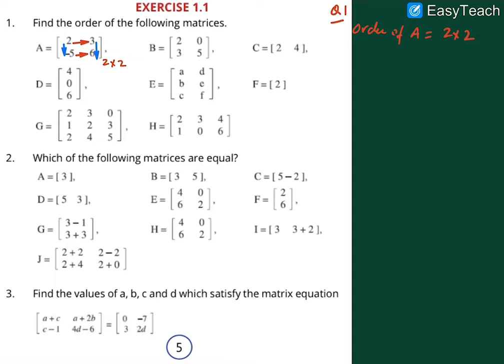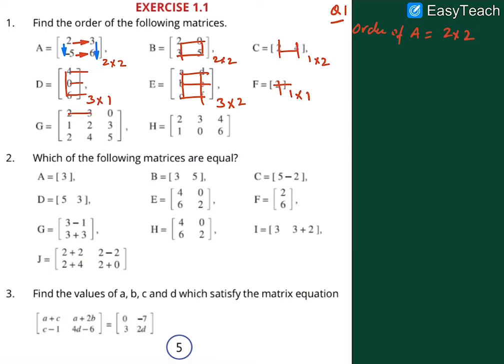Similarly, you can write the answer for all. So 2 rows and 2 columns, 2 into 2. Here for C, you have 1 row and 2 columns, 1 and 2. In D, 1, 2, 3, 3 rows into 1 column. In E, we have 3 rows and 2 columns. We have 1 row and 1 column. 1 into 1 is the order of F.